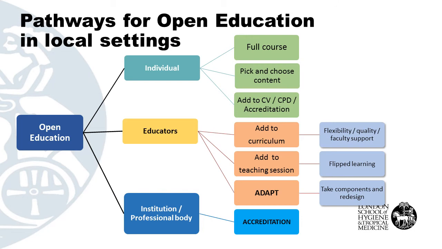What we want to see and develop are pathways for open education within local settings. And we think there are three clear pathways. There's certainly what individuals can do for self-directed learning, either through the full course or to pick and choose the content they need, even opt to get accreditation and strengthen their own CVs.